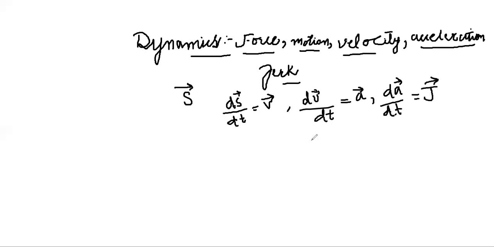Now dv by dt can also be written as d2s by dt2, the second derivative of displacement, since it is d by dt of v, and v is equal to ds by dt. Acceleration, we already know, is the second derivative of displacement. In the same way, jerk is d by dt of acceleration, and acceleration is d2s by dt2, therefore jerk is the third derivative of the displacement, d3s by dt3.